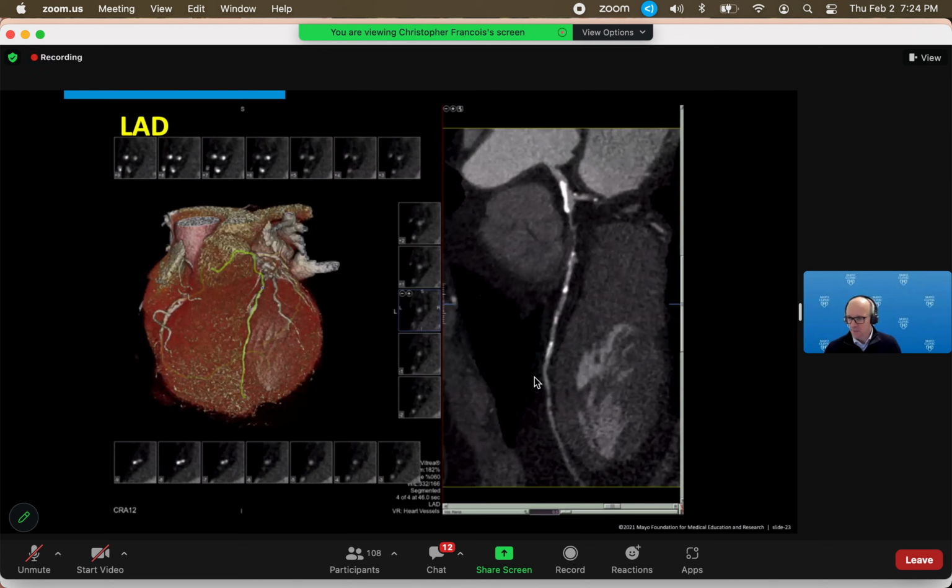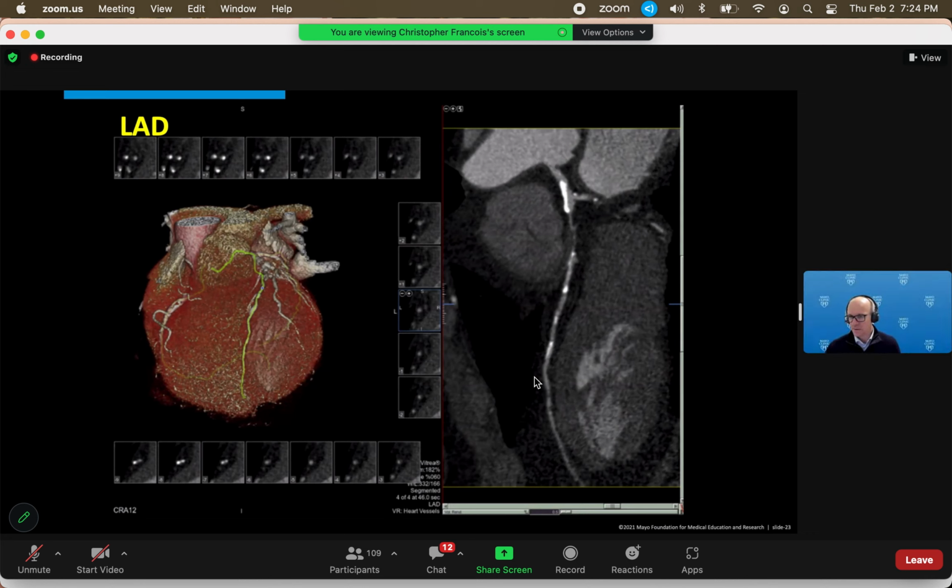LAD here. What do you see? I see a multifocal area of calcification or calcified plaques. Yeah, and do you think it's causing mild, moderate, or severe stenosis? So at some point, there is a short segment of severe stenosis in the proximal LAD after the bifurcation. And I see a non-calcified plaque over there where it's causing severe stenosis, and the rest is calcified plaque with mild to moderate stenosis.